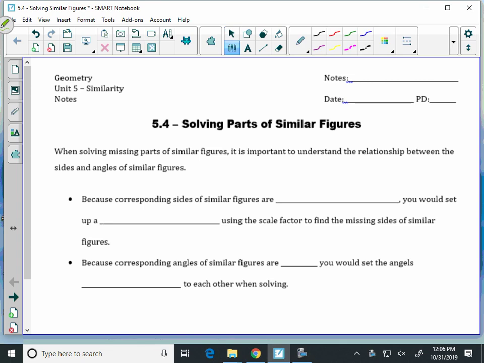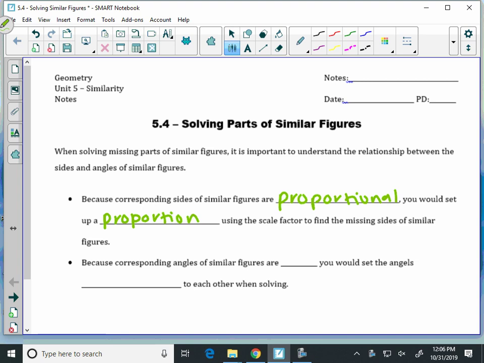Proportional. So the corresponding sides of similar figures are proportional, as we talked about yesterday. That means we are going to set up a proportion using the scale factor to find the missing sides of similar figures. And a proportion is just a fraction equaling a fraction.